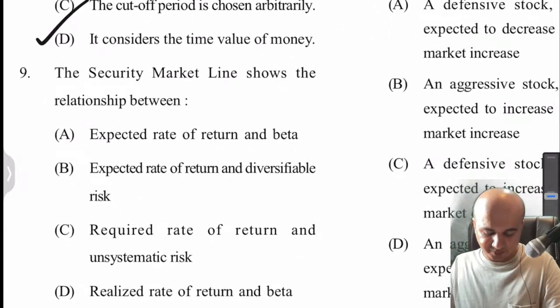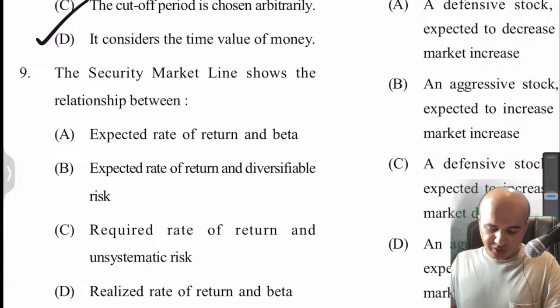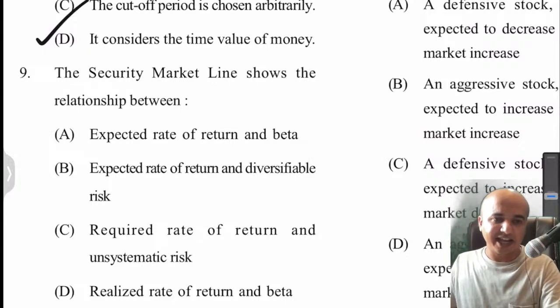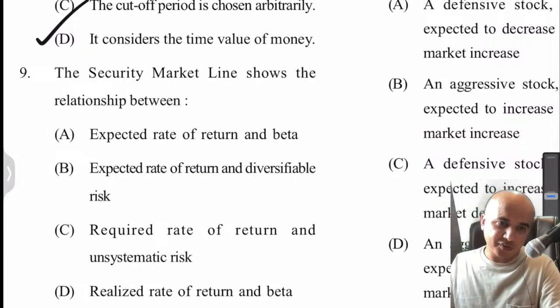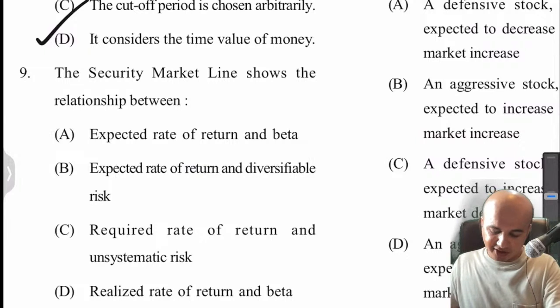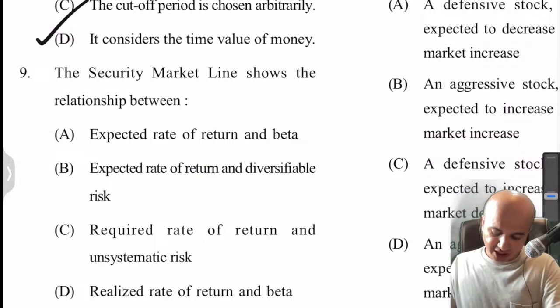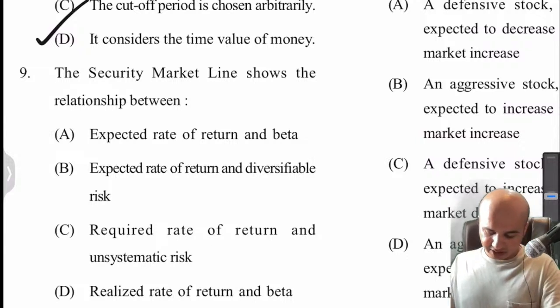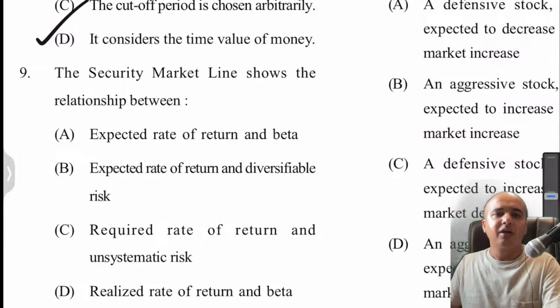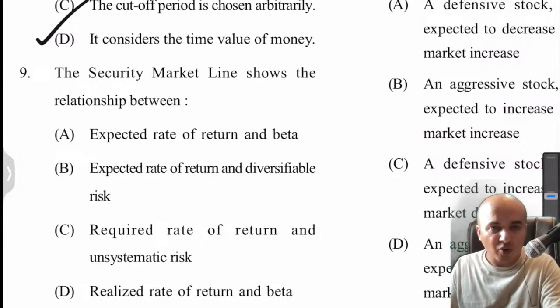Question number 9. The security market line shows the relationship between dash dash dash. Okay, let's see. Expected rate of return and beta, fine. Expected rate of return and diversifiable risk. Required rate of return and unsystematic risk. Realized rate of return and beta. Okay. So first of all, we have to understand what is the security market line.